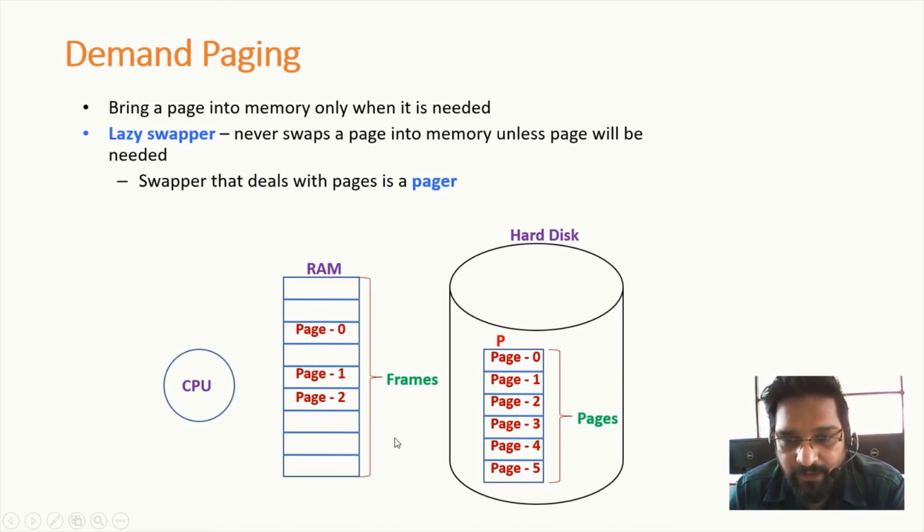Swapping is moving something from hard disk to RAM, but using the word swapping here is not correct. Generally we use swapping whenever we are trying to move the entire process into the RAM. But right now we are not moving the entire process into RAM, we are only moving a page of a process inside the RAM. Since we are moving a page of a process, instead of using the word swapper, we are going to use the word pager. That's what has been written.